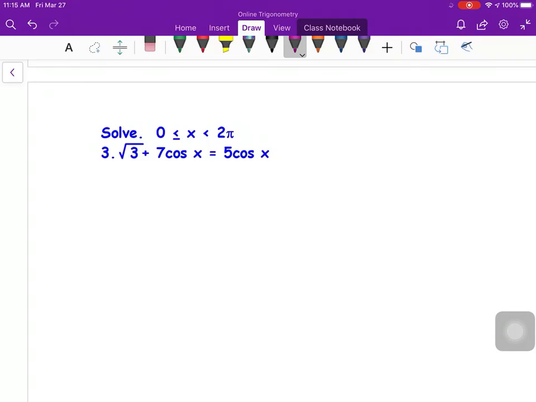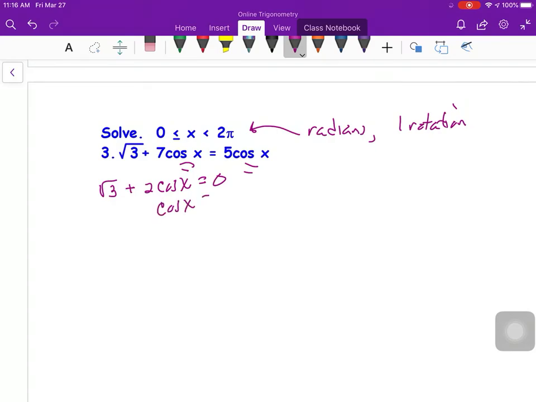Question 3. When you look at question 3, now as you can see the units have changed. We're now in radians, but we're still one rotation. We're going to isolate the cosine. We have cosines on both sides. We'll want to get the cosine all to one side. I'm going to subtract the 5 cosine x to begin with. So square root of 3 plus 2 cosine x equals 0. Subtract the square root of 3 and divide by 2. I find that cosine of x equals negative square root of 3 over 2.